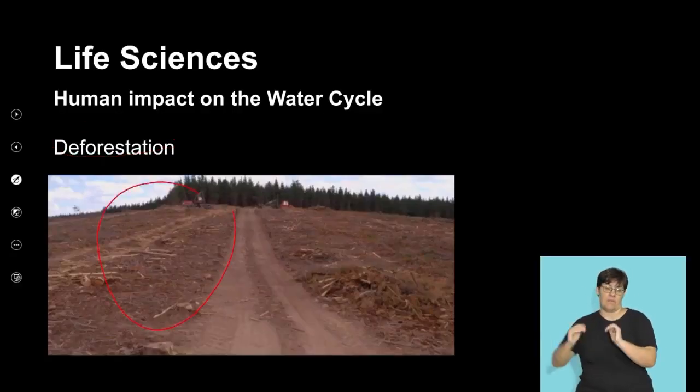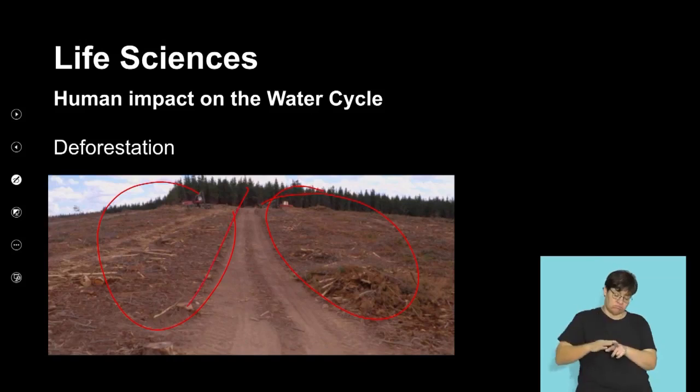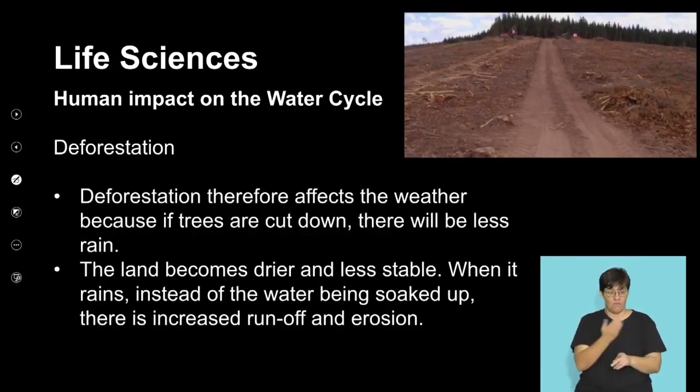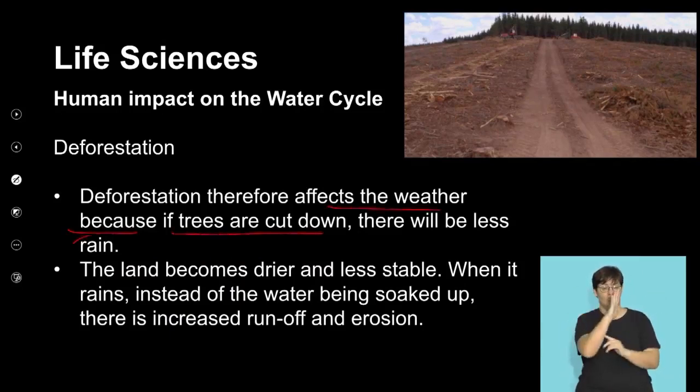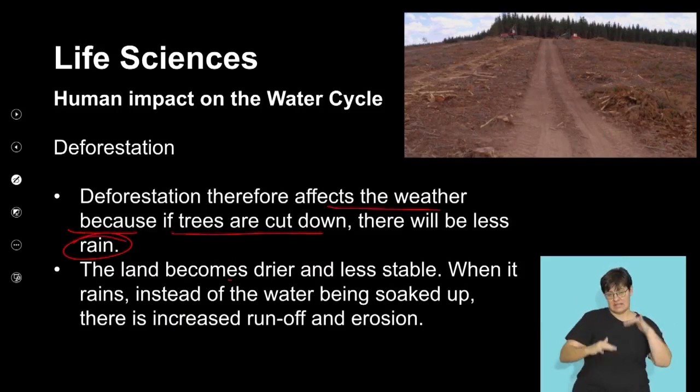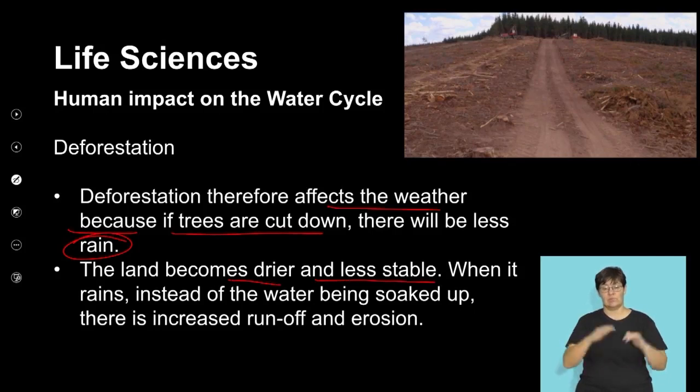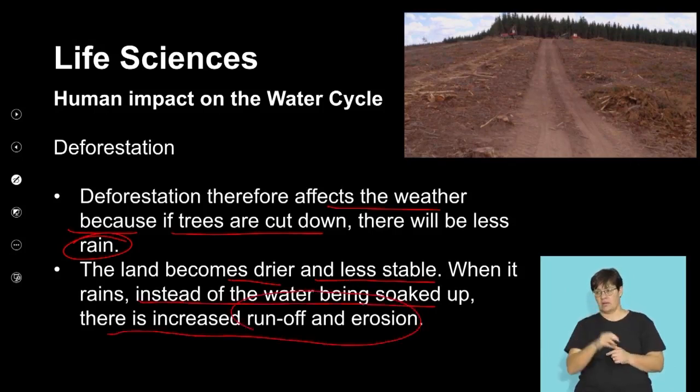Here's an image showing you again vast areas of land that have been cleared of trees. Again, it means that when we have rains, lots of the water is going to run off the surface and remove the important nutrients from the surface of these soils. So deforestation therefore affects the weather patterns because when trees are cut down there will be less rain in an area. The land becomes drier and less stable. Instead of water being soaked up, we find that it now increases runoff and erosion. So when water runs off these surfaces, we find that lots of the topsoil is removed. Again, the impact that this has is on the global ecosystem.